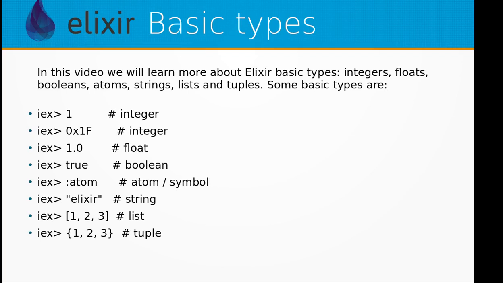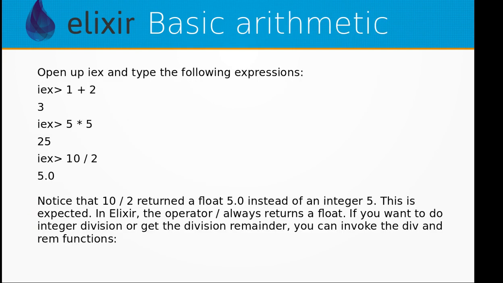Hi, welcome to the video training of Elixir, and in this video training we will be discussing basic types. Basic Elixir types are integers, floats, booleans, atoms, strings, lists and tuples. As you can see on the screen, we have integer, float, boolean, atom, string, list and tuple. Let's go ahead and explore each of them one by one.